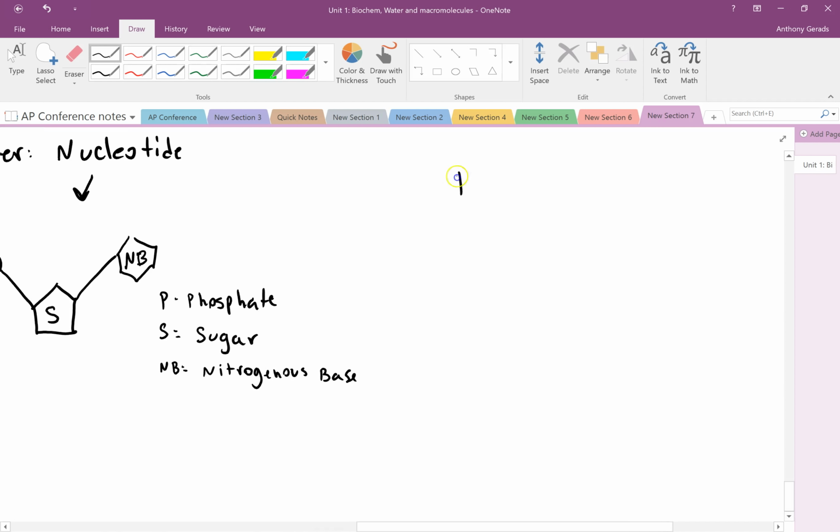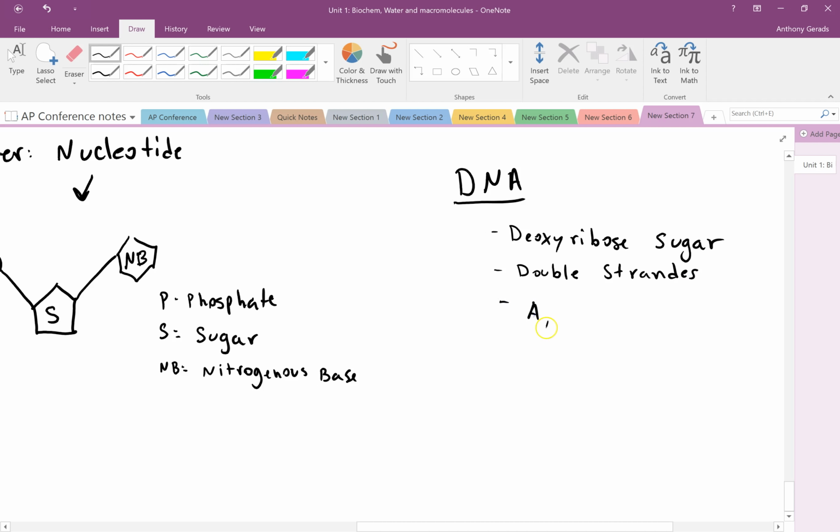So we've got DNA, and we're going to write how these things are different. This has a deoxyribose sugar. It's generally double-stranded. And it's going to have A, C, T, and G. So it's got those four nitrogenous bases.